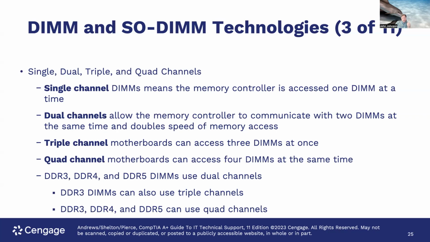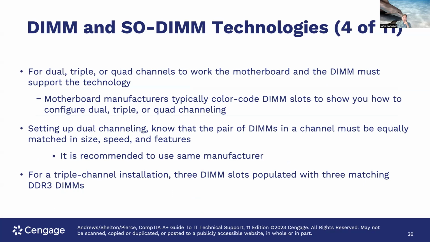So DDR3, DDR4, and DDR5 DIMMs are dual channel. The DDR3 DIMMs can also use triple channels, and DDR3, 4, and 5 can use quad channels. So keep that in mind when you're buying these, and always go according to your motherboard specifications for what you need to use. For dual, triple, and quad channels to work, the motherboard and the DIMM must support the technology. So like I said, make sure you read the manual as to what types of DIMMs are supported. Motherboard manufacturers typically color code your DIMM slots to show you how to configure dual, triple, and quad channeling.